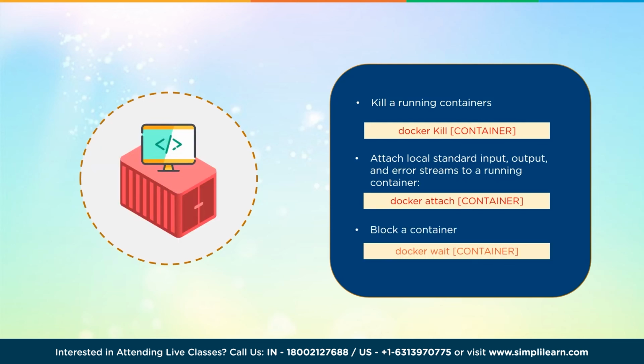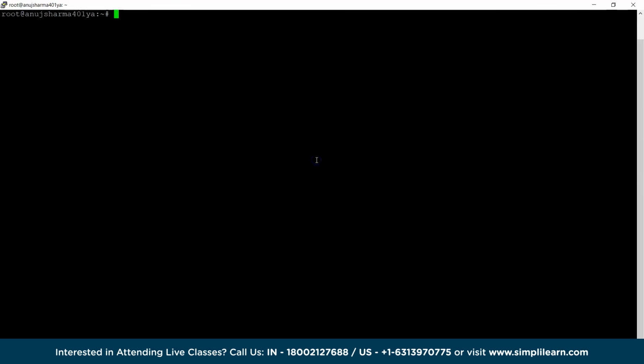Now the last one is the particular wait. Docker wait is there, which will block a container, and it will go into the wait status. So you give docker wait and the container ID or the container name. With that, the particular container will go into the block status. Let's see some more commands over here.